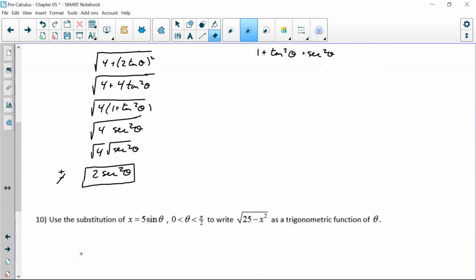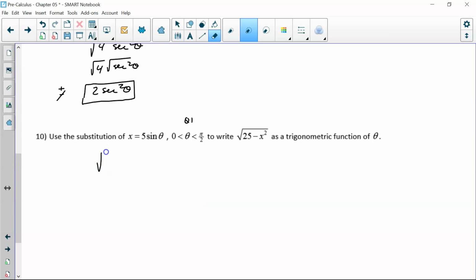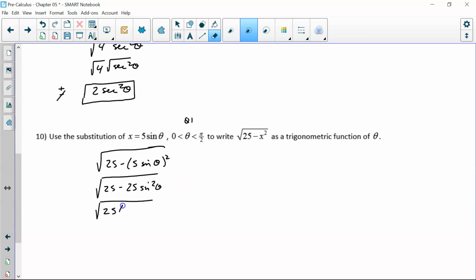Let's try another one like that. Once again, theta is between 0 and pi over 2, so we're in quadrant 1. Square root of 25 minus 5 sine theta, and we're squaring that. 25, square the 5 and the sine, so it's 25 sine squared theta. You can factor out a 25, so 25 times 1 minus sine squared theta. Keep those Pythagorean identities there.